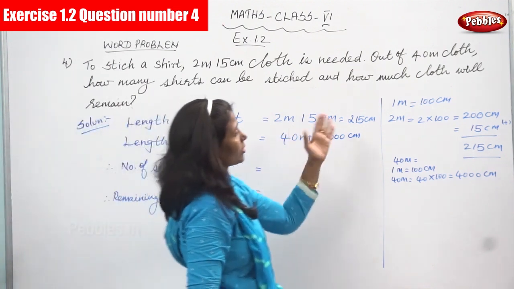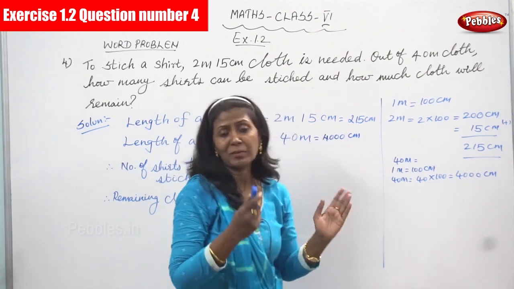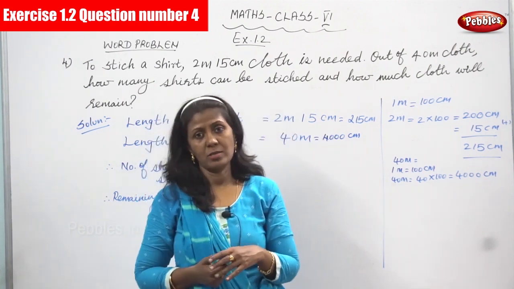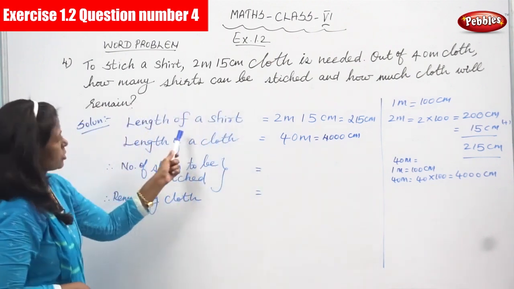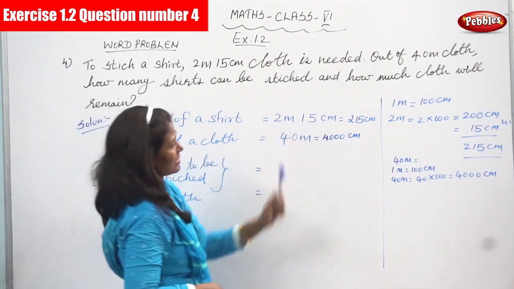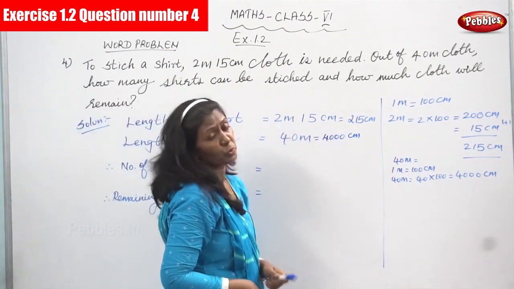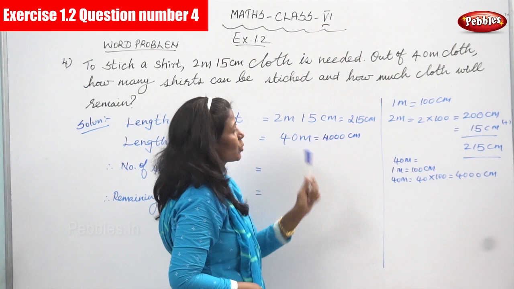And how much cloth will remain? That means the remaining cloth is how much? That is what they asked you. So the length of a shirt is equal to 2 meter and 15 centimeter. These two are different units, so we have to convert into a single unit.